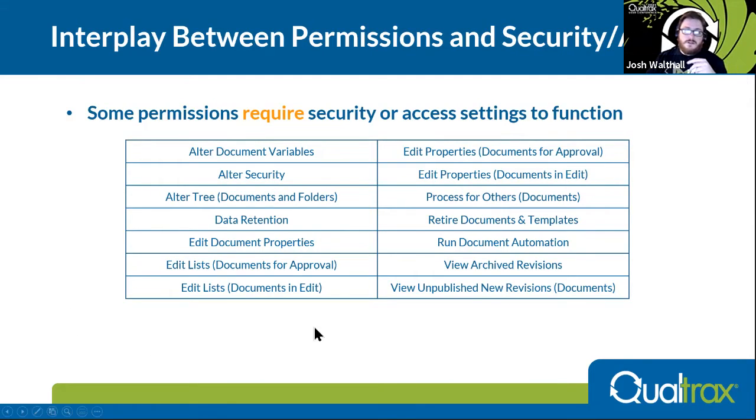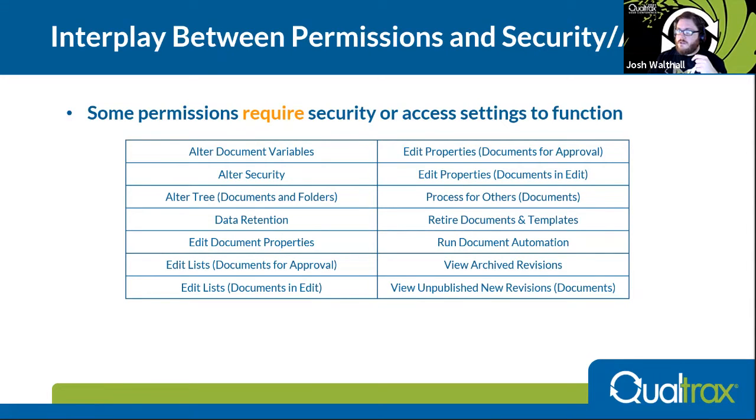And you'll notice a theme here too, that these are all related to documents and to the document control lifecycle. So for each of these, the user would need to have that security to the document in order to use this permission in that location, as well as folders. I'll demonstrate this with an example user.